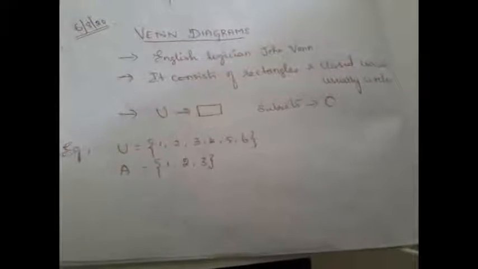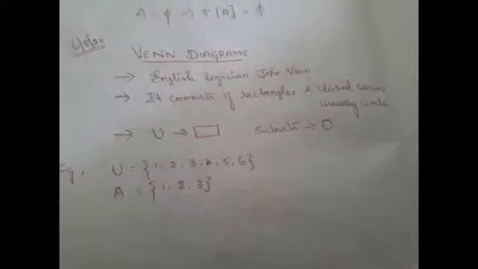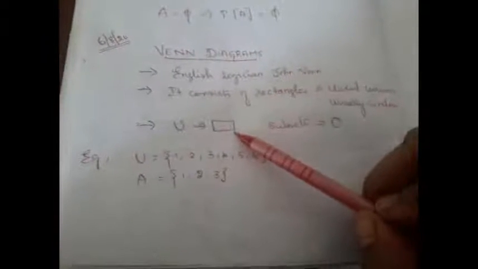This is named after an English logician called John Venn, and it consists of rectangles and closed curves, usually circles. The universal set is always represented by a rectangle and its subsets are represented by circles. Yes, so let us see one example of how to represent the given universal set and its subset.